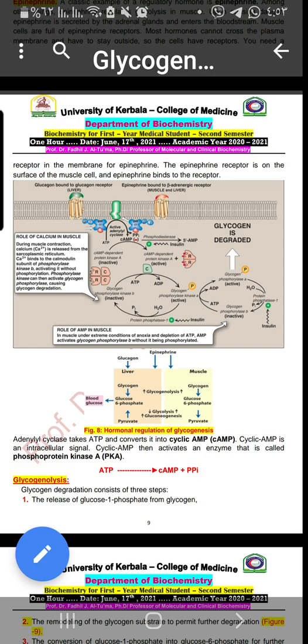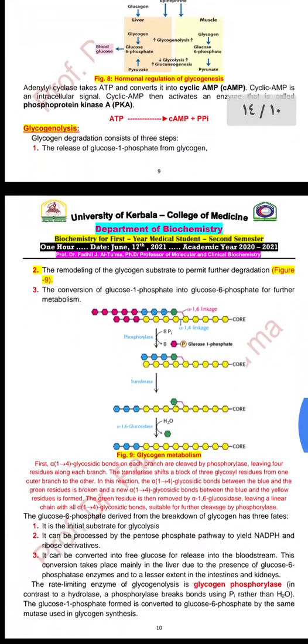Glucose 6-phosphate obtained from glucose 1-phosphate has 3 fates. First, it is the initial substrate for glycolysis.